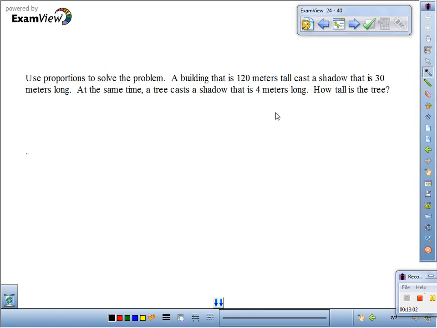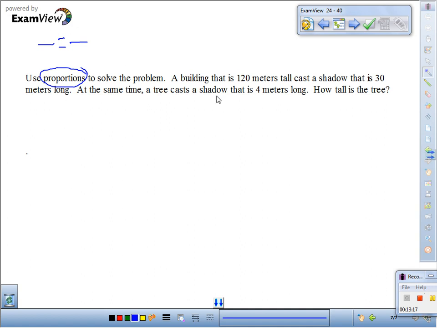Never mind. Number 24. It says, use proportions to solve the problem. Where it says proportions, I want you to circle that really quick. And above that, I want you to write blank equals blank. So basically, you need to have a fraction equal to another fraction. That's what a proportion is.